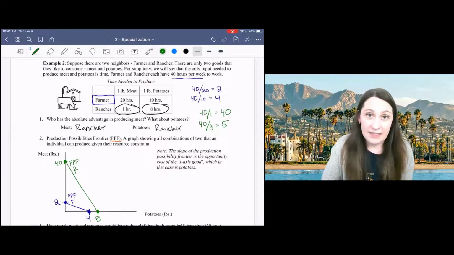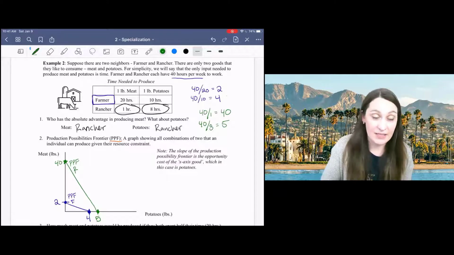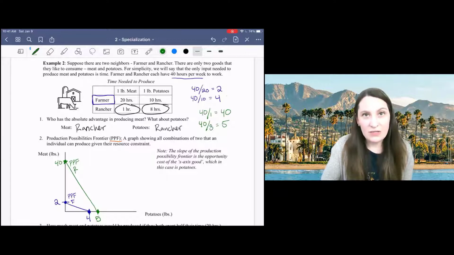So what does the production possibility frontier tell us? Well, it tells us our production possibilities, but it also tells us something about the trade-off between producing meat and producing potatoes. Remember that resources are scarce. We only have 40 hours a week. That means that producing more meat means producing fewer potatoes and vice versa. We can illustrate this trade-off by looking at the slope of the production possibility frontier.